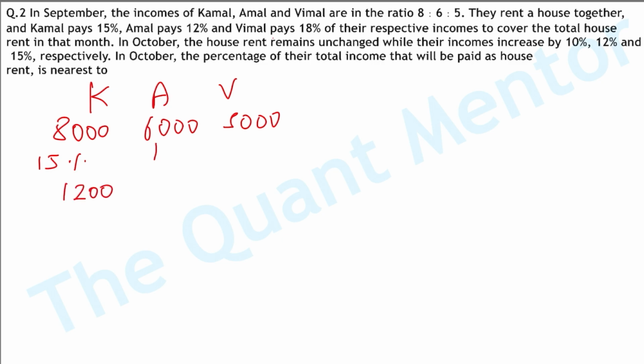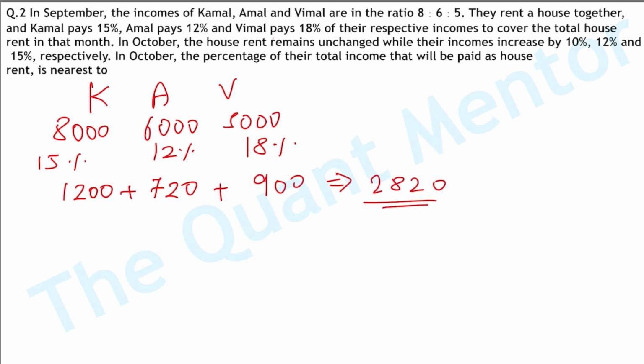Similarly, Amal pays 12% of his income. 12% of 6,000 shall be 12 sixes are 72, so 720 rupees. And Vimal pays 18%. So 18% of 5,000 will be 900 rupees. The total value is 1,200 plus 720 plus 900. So in this particular case, the sum comes out to be 1,920 and 900, 2,820 rupees. This is the total rent that they're supposed to pay for this house.